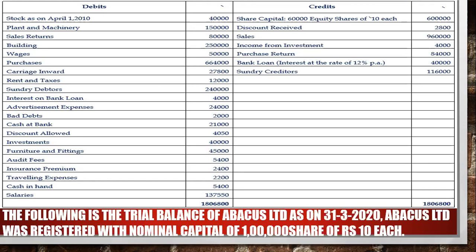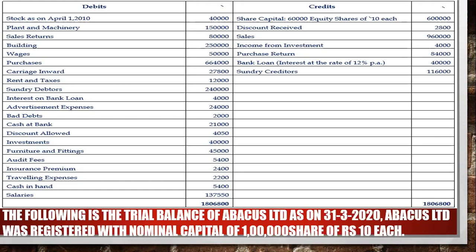Is it clear, everyone? Your plant and machinery amount is 1,50,000. You have to calculate 20% on it, so you will get 30,000 as depreciation on plant and machinery. You have building of rupees 2,50,000. You have to calculate depreciation 10% on it. So 2,50,000 multiplied by 10%, you will get 25,000.